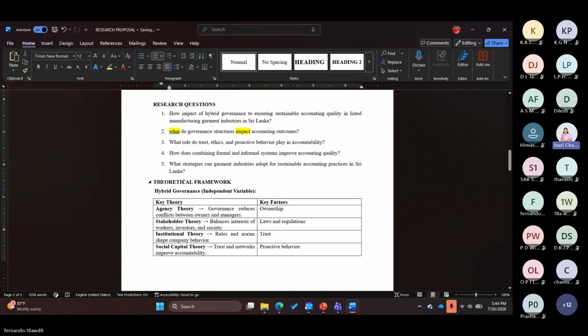Third one: what is the impact of trust on ensuring sustainable accounting quality? Before the last one: what is the impact of proactive behavior on ensuring sustainable accounting quality? Final one, reliability: what is the impact of reliability on ensuring sustainable accounting quality in listed manufacturing garment industries in Sri Lanka? And then you convert those research questions into the research objectives.